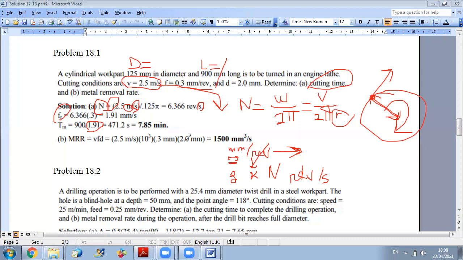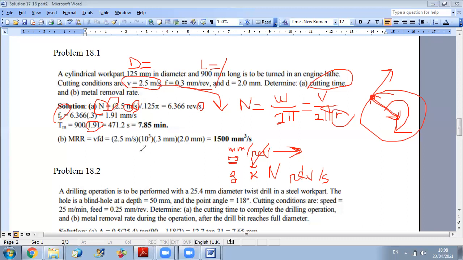Now, concerning the removal rate, you should use the formula that the removal rate is the turning velocity times the feed rate times the depth of the cut. So all information is already provided. We have V, we have F and D. Then we can calculate the removal rate.